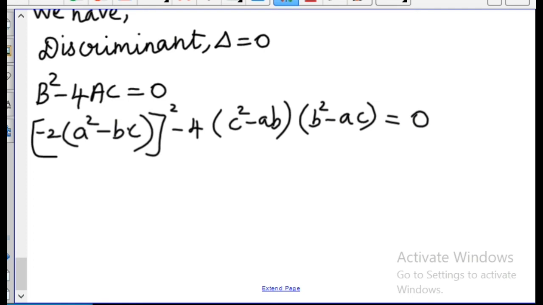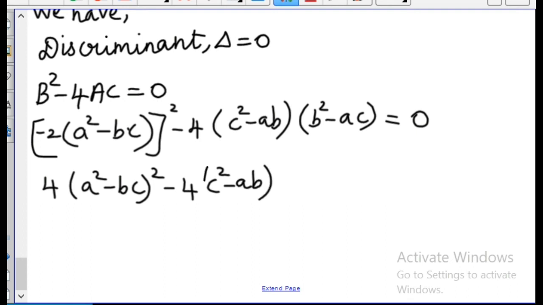Minus 2 whole square will become plus. So plus into a square minus bc whole square minus 4 into, you write as it is, c square minus ab. Do the sums step by step, don't skip the steps. If you write step by step, when you revise it is easy. You will know which step you made a mistake in. Take 4 outside because in the right hand side you are having 0.